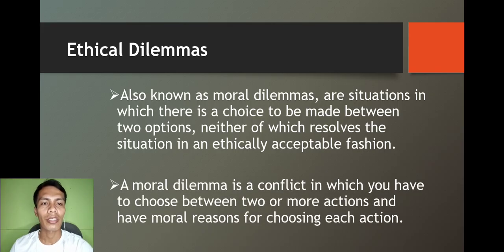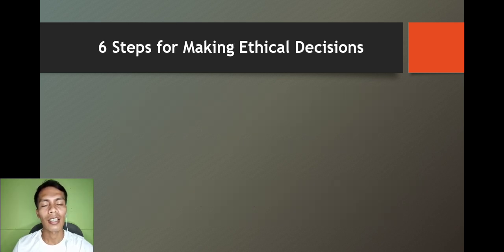Then a moral dilemma is a conflict in which you have to choose between two or more actions and have moral reasons for choosing those actions. So conflict, no, kanang naglibog ka unsay angay nimong buhaton, no. Pero kung kahibalo ka unsay angay, unsay saktong buhaton, so you need to choose what is right and what is necessary. The next steps, 6 steps for making ethical decisions.